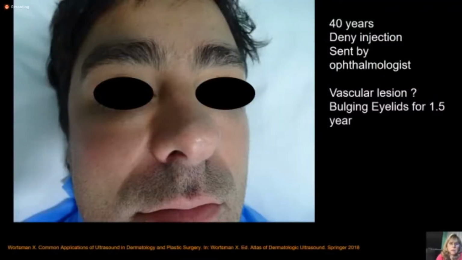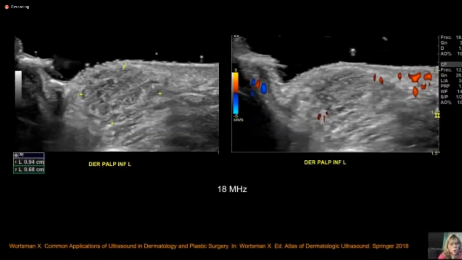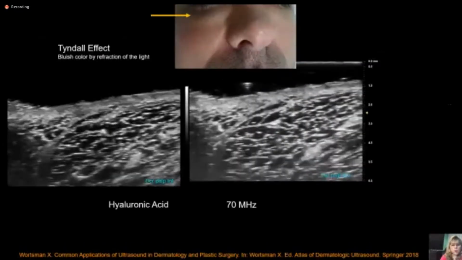In this case, the patient was a male that denied an injection of filler and was sent by an ophthalmologist. The probable diagnosis was a vascular lesion, and the patient presented bulging eyelids for one and a half years with a bluish tone. And we performed the ultrasound, and this is a longitudinal view in the lower eyelid and upper part of the malar region. And notice the anechoic pseudocystic structures here, very suspicious of hyaluronic acid.